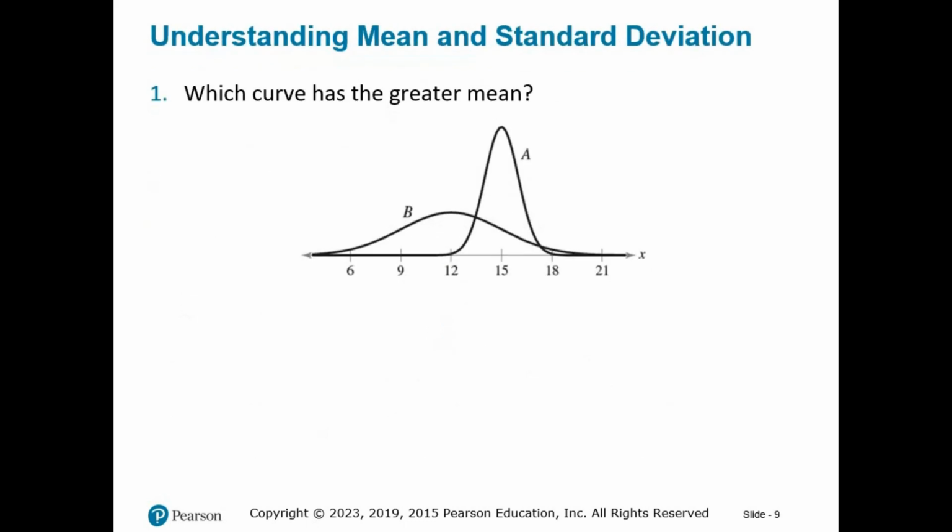Look at the two graphs below and see if you can determine which has the greatest mean. Remember, the mean is the anchoring point or the line of symmetry for the graph. Pause the video for a moment to decide this.